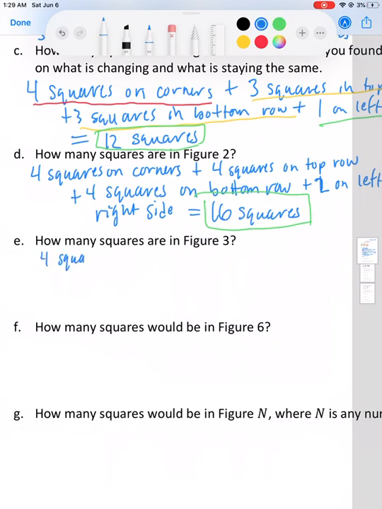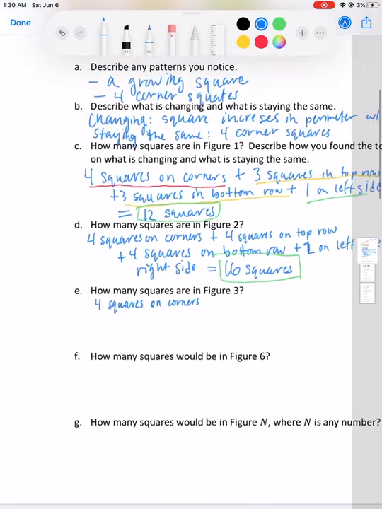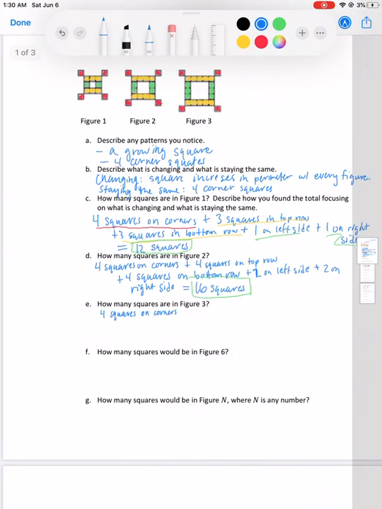4 squares on corners. Let's go back to our figure and see how it looks there. Sorry for all the zooming in craziness, but we're going to add on 5 squares on top row plus 5 squares on bottom row plus 3 squares on the left side plus 3 on the right side.